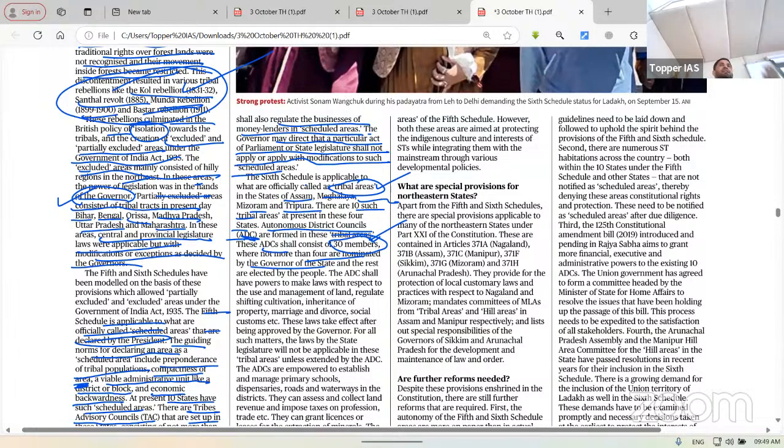Can you understand it this way? If a statement is given like this, that in the tribal areas of the Sixth Schedule, the autonomous district council is partly elected and partly nominated, then that statement is correct. Correct? Because 26 members are elected by the people, 26 members, and 4 members are nominated by the governor. Do you remember? Very important, I'm telling you.